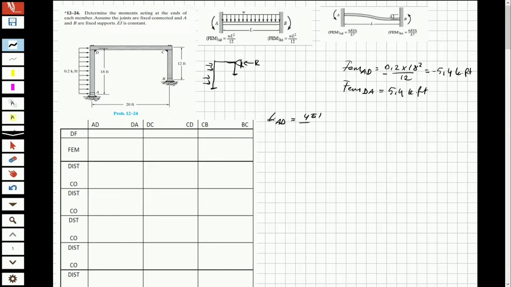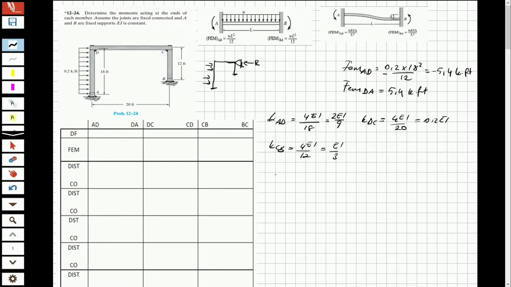For AD, it is EI over 18. Stiffness factor DC will be equal to 4EI over 20, which is going to be equal to 0.2 EI, and the stiffness factor for CB will be equal to 4EI over 12, which is EI over 3.